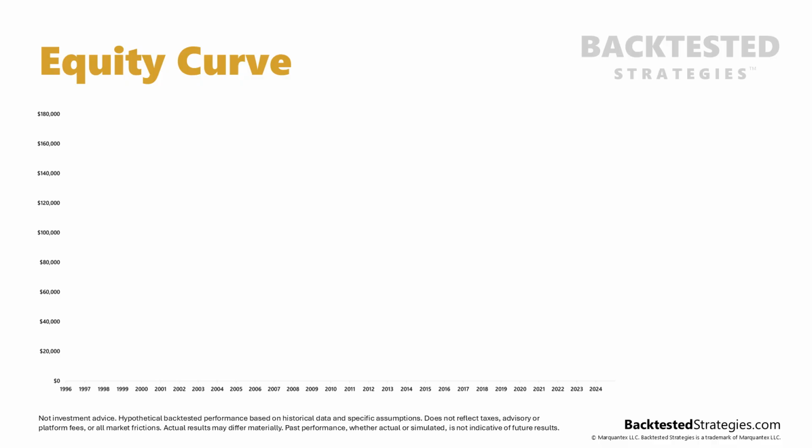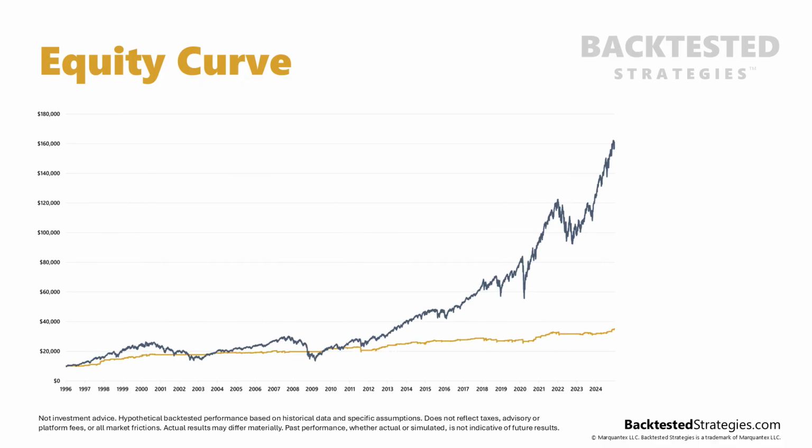Now that you've seen the scorecard, let's look at how those results show up over time on the equity curve. The gold line is Connors 2-period RSI, and the dark line is our buy and hold benchmark. Here's the key visual to watch. When the gold line is rising, the strategy is invested. When the gold line goes flat, the strategy is in cash, waiting for the next pullback signal.